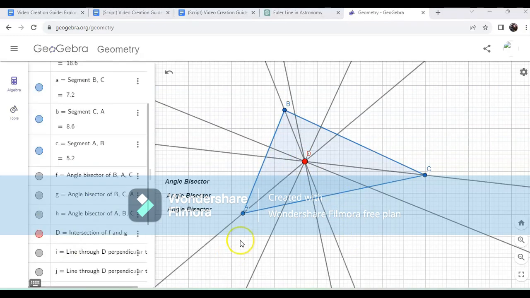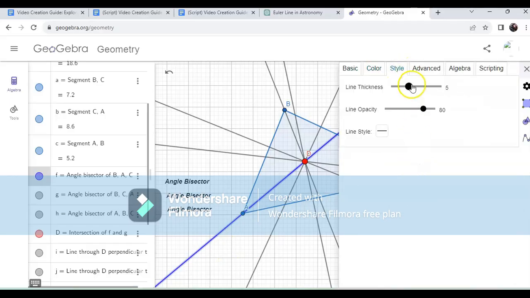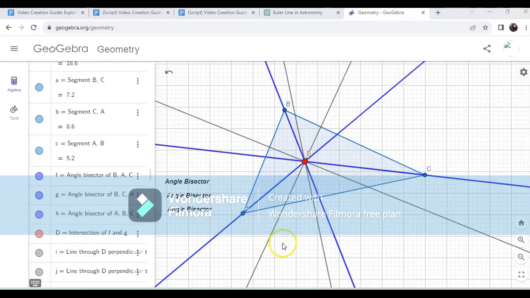Now we're going to color the angle bisectors blue by using the algebra tool. All we need to do is to find the components angle bisectors. In this case, we have the components F, G, and H. Then right click on the 3 dots, click on settings, then click on the tab color and choose blue. Then click on the style tab in order to increase the line thickness. Do the same for the other angle bisectors. Then you may label each one as an angle bisector, just like this.